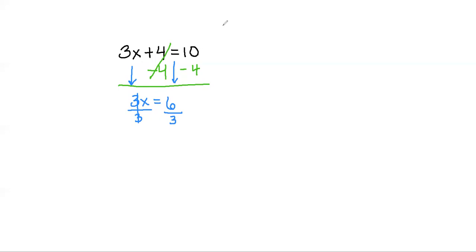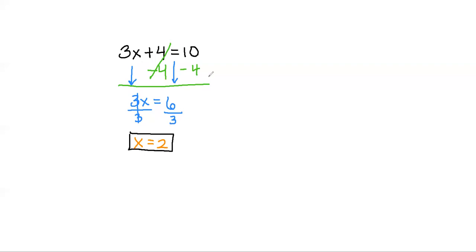I'm going to bring down the x. Let's use orange, because we have an x still here. The 3's are gone, but the x still remains. We have an equals that I'll bring down. And 6 divided by 3 gives us 2. So the answer to our equation is x equals 2.